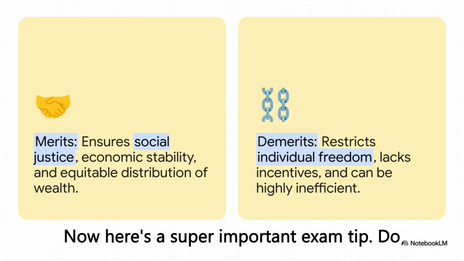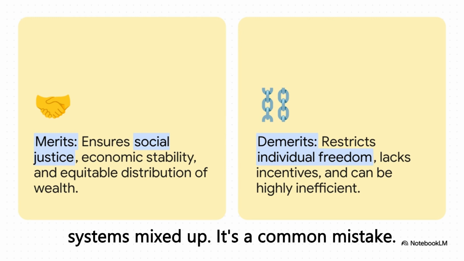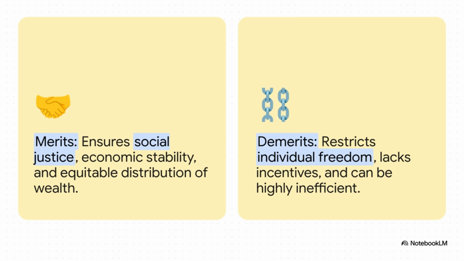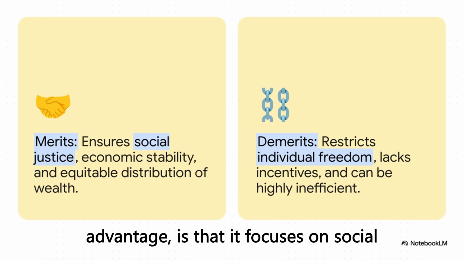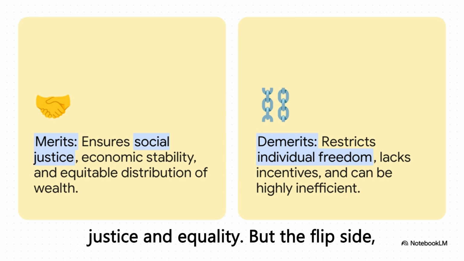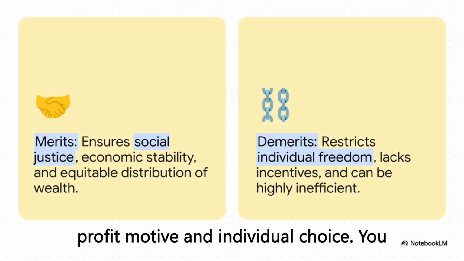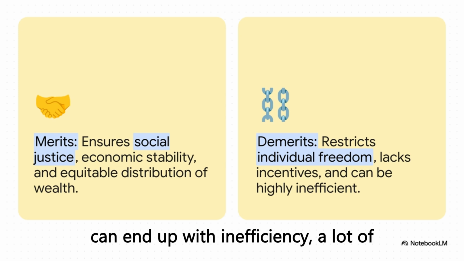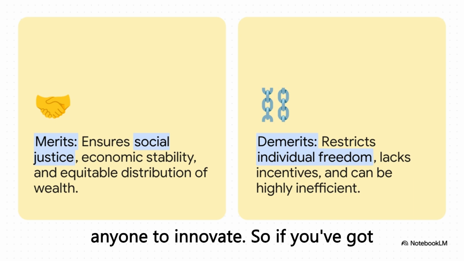Now, here's a super important exam tip. Do not get the pros and cons of these systems mixed up. It's a common mistake. Socialism's big merit, its big advantage, is that it focuses on social justice and equality. But the flip side, the demerit, is that when you remove that profit motive and individual choice, you can end up with inefficiency, a lot of bureaucracy, and not much of a reason for anyone to innovate.